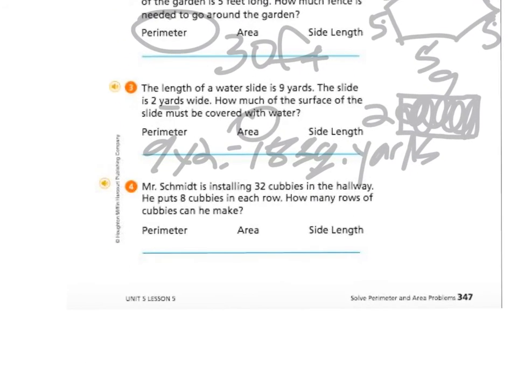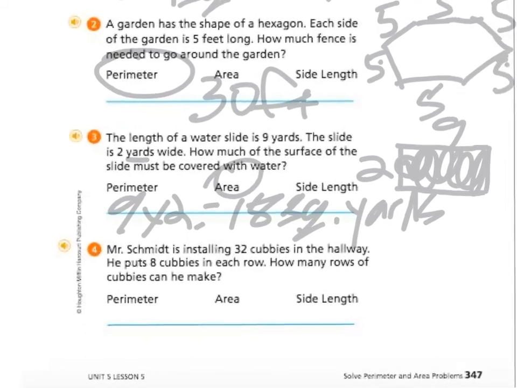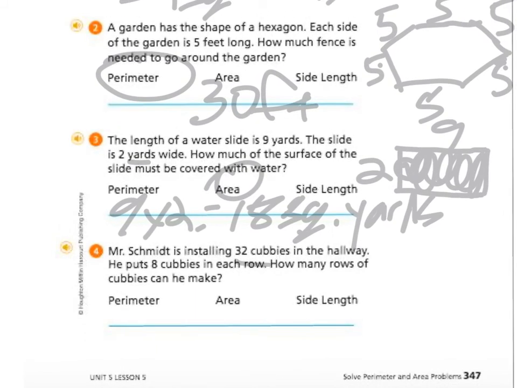And the last one, now it just looks different, and you're probably recognizing that because it has one big number and one small number. So my first instinct is to suspect that, but I should read it. Mr. Schmidt is installing 32 cubbies, like little lockers in the hallway. He put 8 cubbies in each row. How many rows of cubbies can he make?